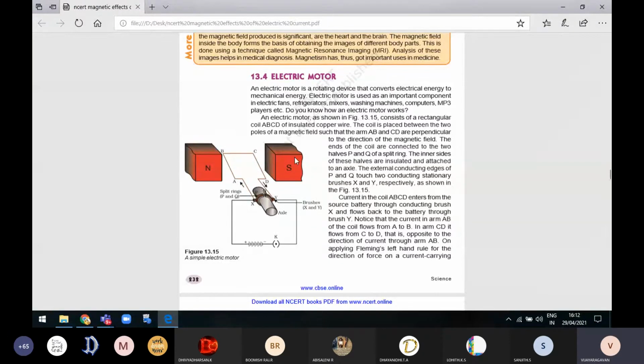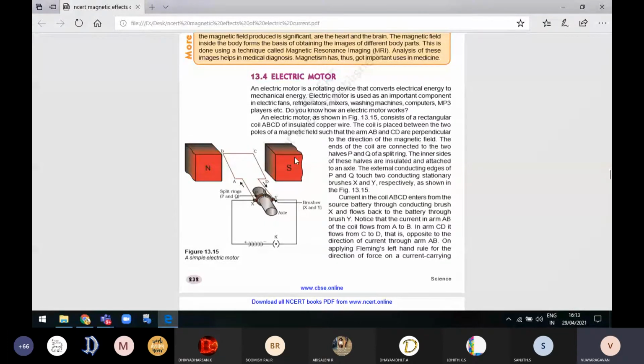Underline that line, all of you. An electrical motor is a rotating device that converts electrical energy into mechanical energy. An electric motor is used as an important component in electric fans, refrigerators, mixers, washing machines, computers, MP3 players, etc. So how this motor works, that is what we are going to see now.